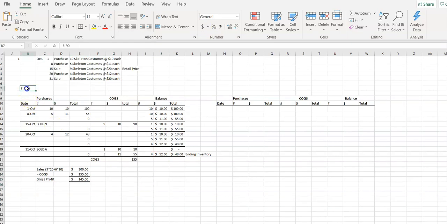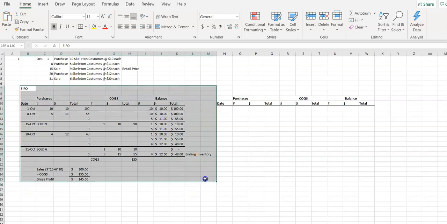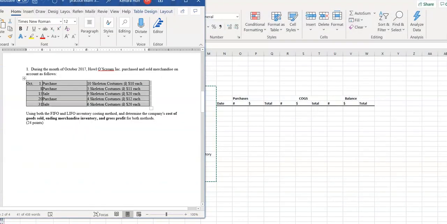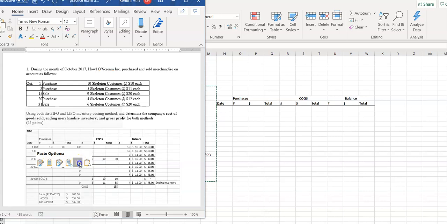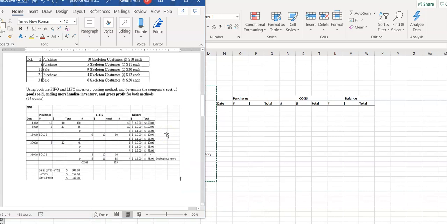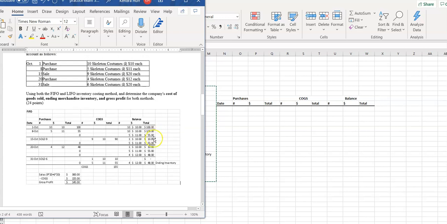And then you can block this off. Control C or copy. Go to Blackboard. Hopefully it'll let you copy. I know some of y'all had problems with that. Or let y'all paste. And then right click, and you want to paste. I think it's easiest if you just paste it as a picture. And then it looks just like it looked in Excel. Okay.